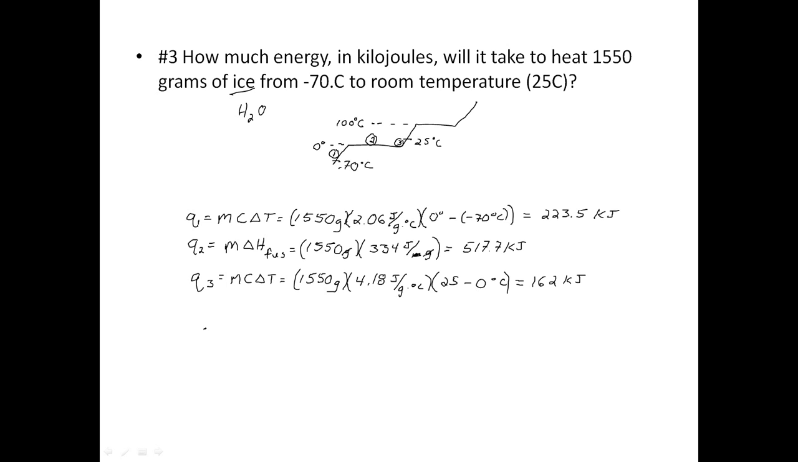So our total Q equals Q1 plus Q2 plus Q3. So we just take these three numbers. This is our Q1, our Q2, and our Q3, and we add those up, and we should get 903 kilojoules.